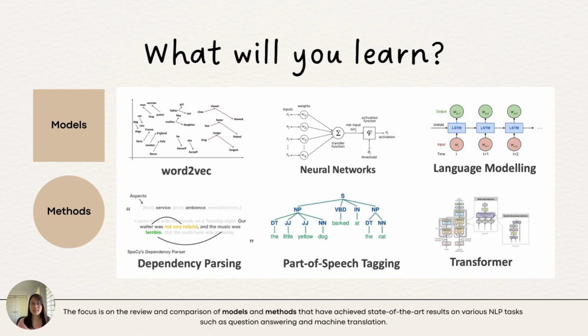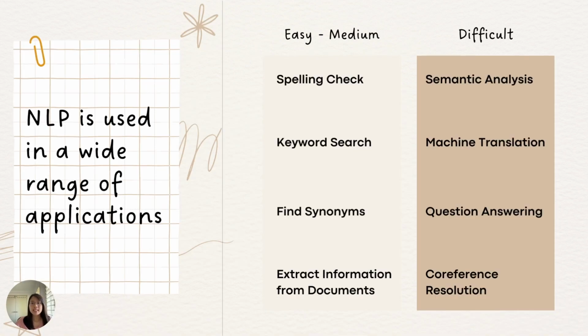So all these are successful models or systems that have been developed, and we'll be looking at all these successfully developed models and systems and learn how they can help us to achieve some of our daily tasks. Some of the models and methods out there are word2vec, neural networks, language modeling, dependency parsing, part-of-speech tagging, and transformer. You may or may not have heard about all this, but we'll be learning about this in the upcoming videos. So all these methods and models are used in a wide range of applications.